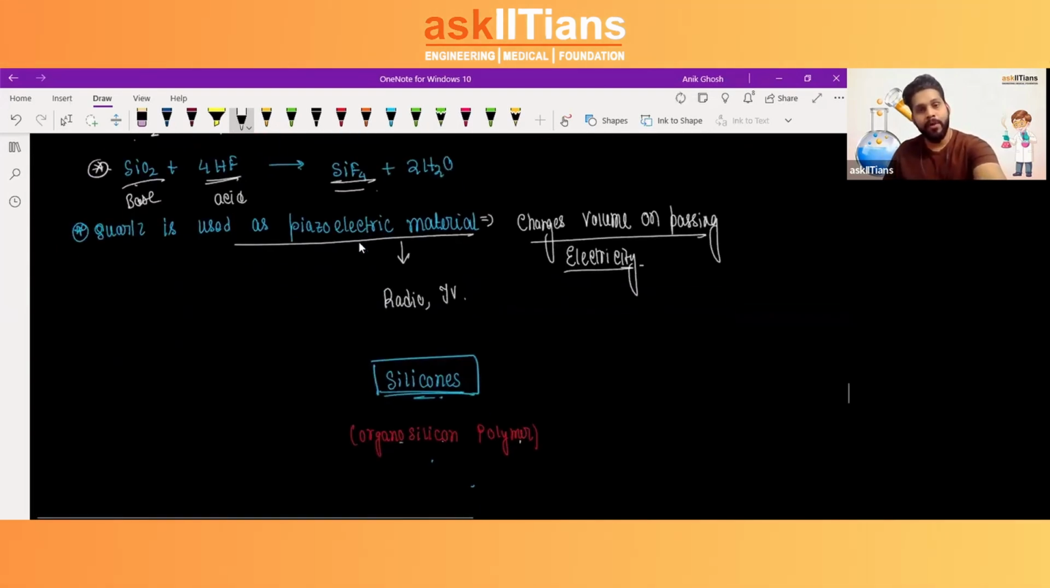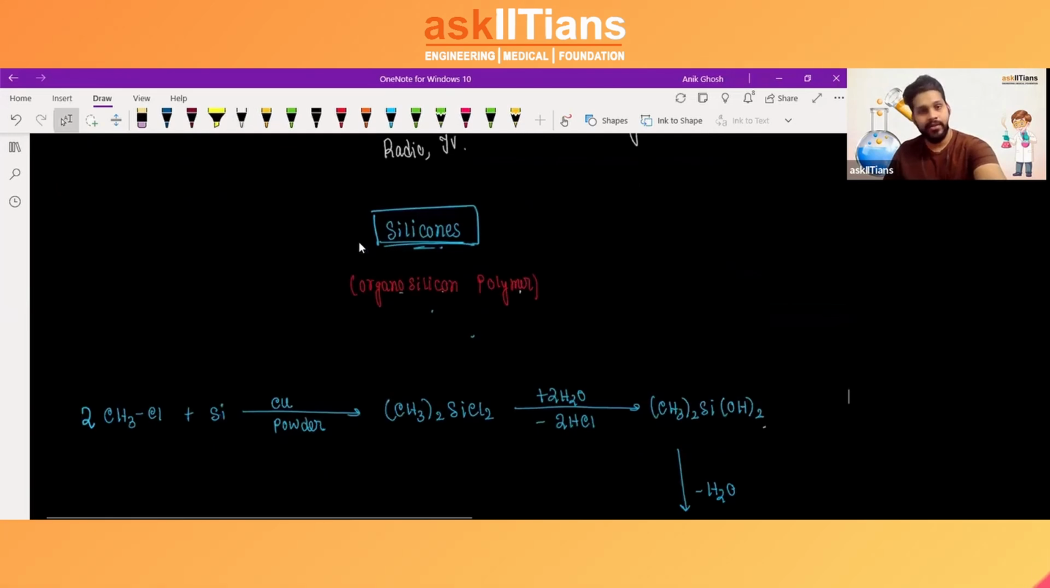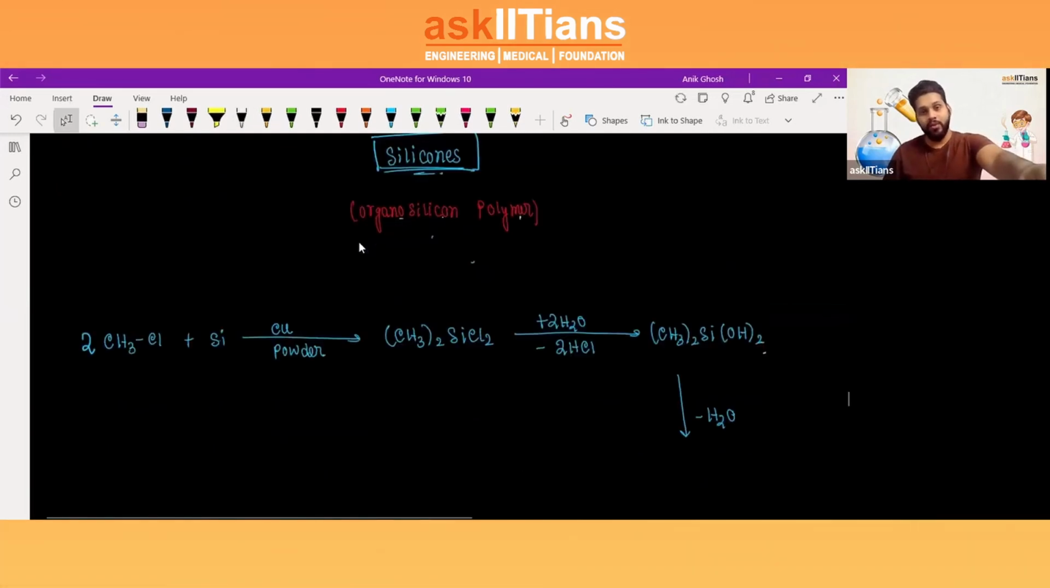Now, guys, let's talk about organosilicons. Silicones are actually organosilicon polymers, silicon polymers. Now, what do I mean by organosilicon polymer? That means silicon would be connected with some CH3 groups or some C2H5 groups, just like organometallic compounds, right? Polymer, that means you can understand, a never-ending network, right?